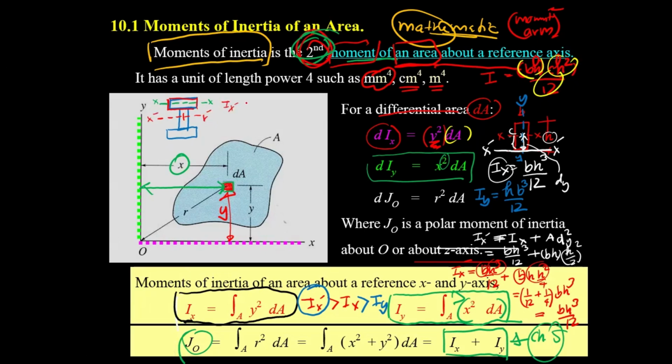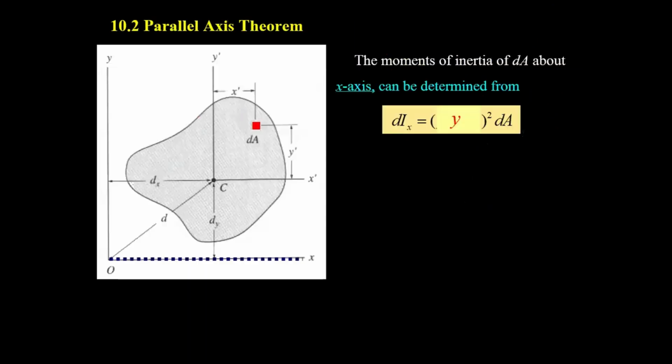I sub x prime equals I sub x plus A d sub y squared. Notice the same thing: I sub x is the moment of inertia about the small area's own centroid. But you can increase the moment of inertia by locating the area far away from the axis. That's called the parallel axis theorem.